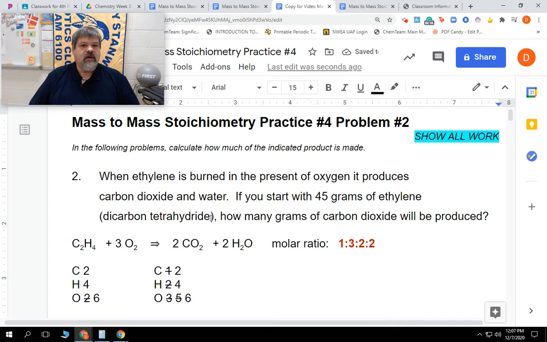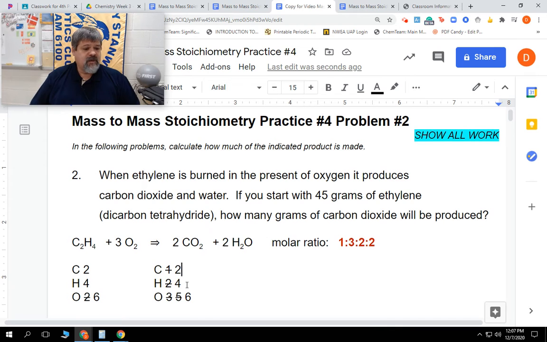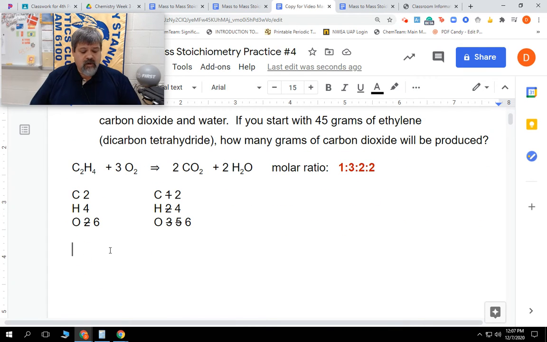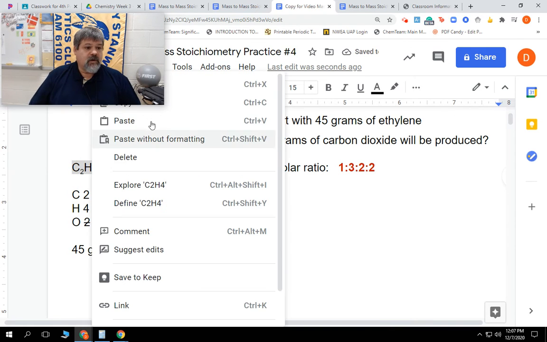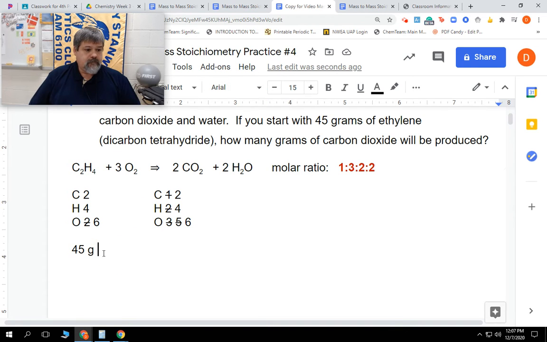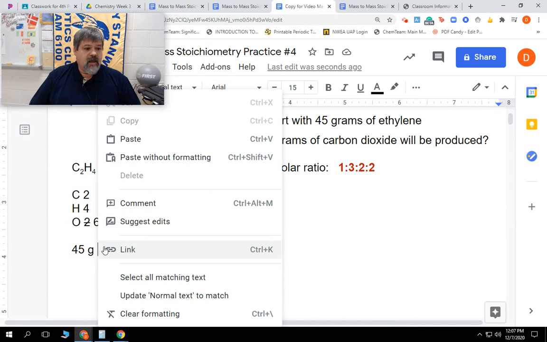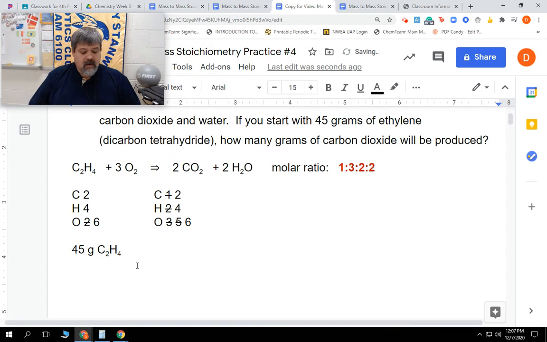Once we have our molar ratio, the next thing is we have to do our stoichiometry, and we always start with the number of grams that are in the equation. In this case, it's 45 grams of ethylene. So we're just going to scroll down here and put 45 grams of ethylene, which is right here. That's ethylene. So we're going to copy that and paste it right there.